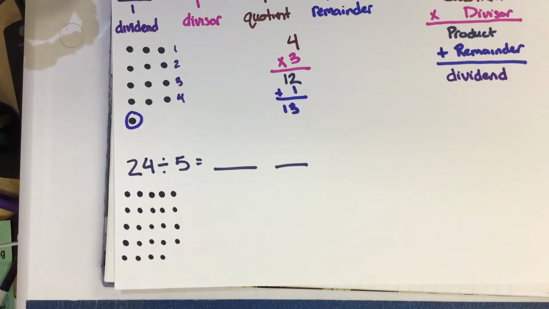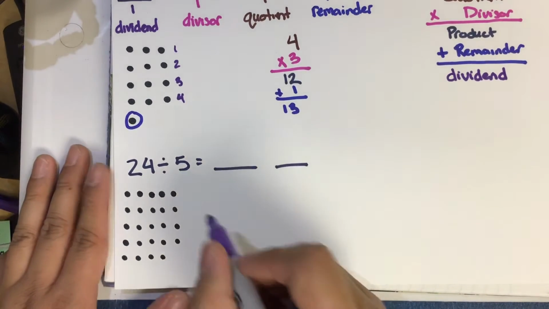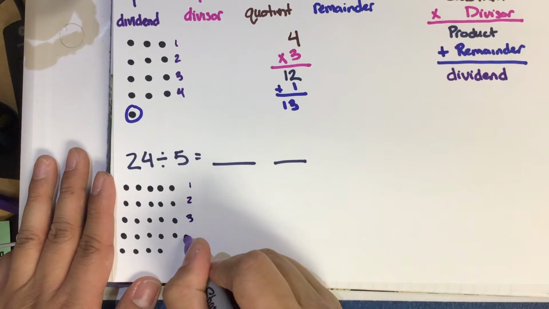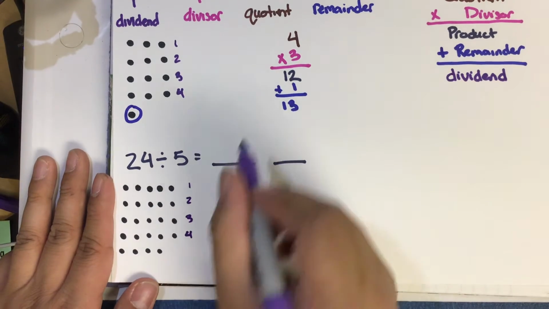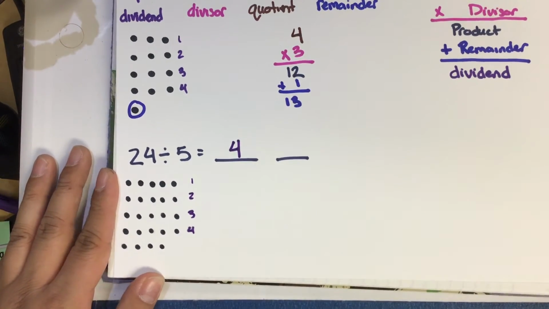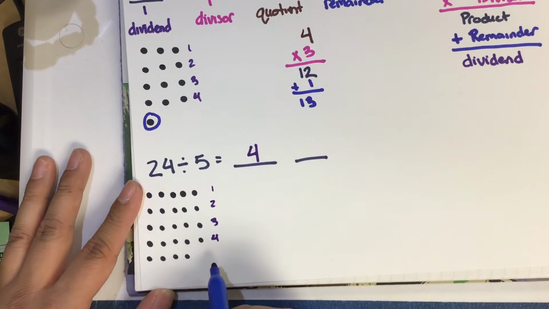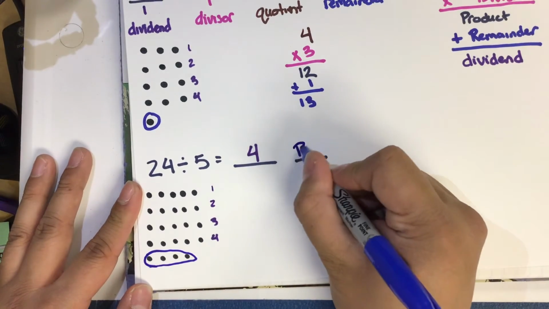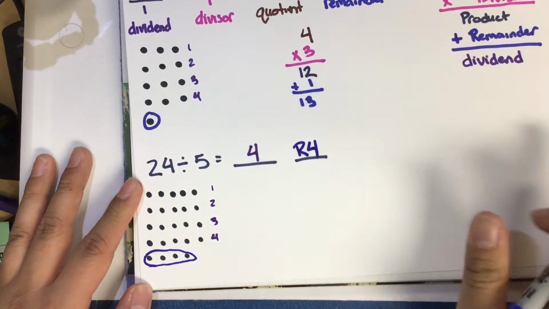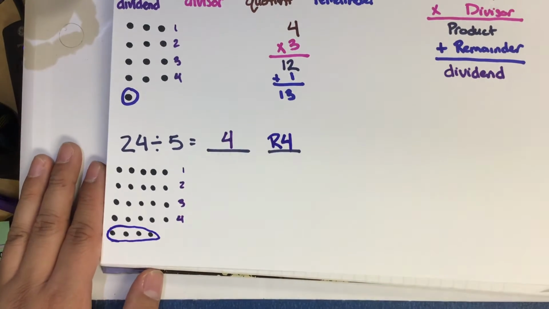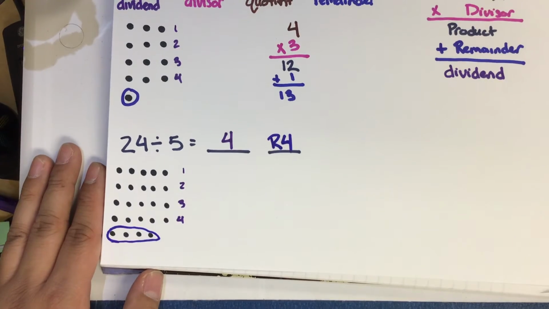So let's check to see how many groups of 5 we made. So I made 1, 2, 3, 4 groups of 5. So my answer is going to be 4. And then with my remainder, I'm going to see how many are left over that are not in a group of 5. So that's 1, 2, 3, and 4. So that means I'm going to have a remainder of 4. Okay. So we solved our division problem, but remember, your job was to also check your work.